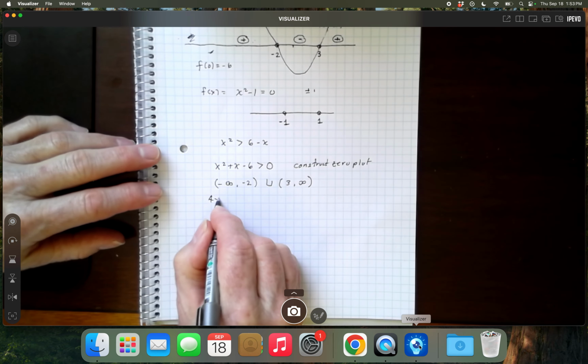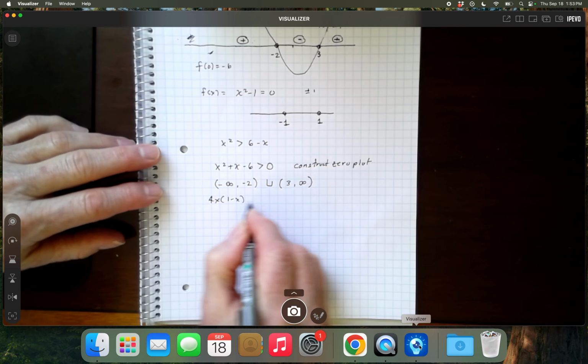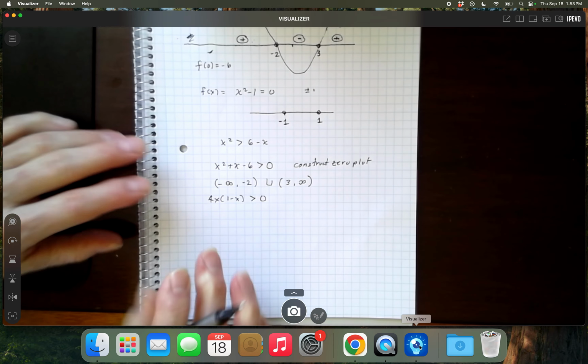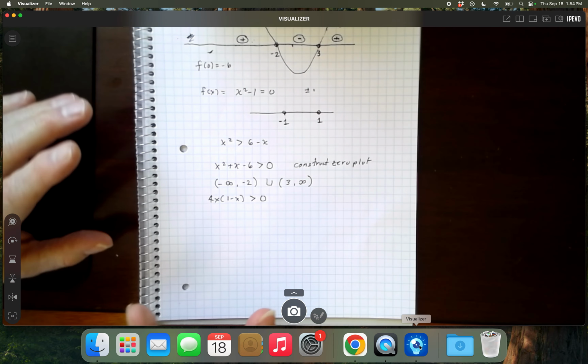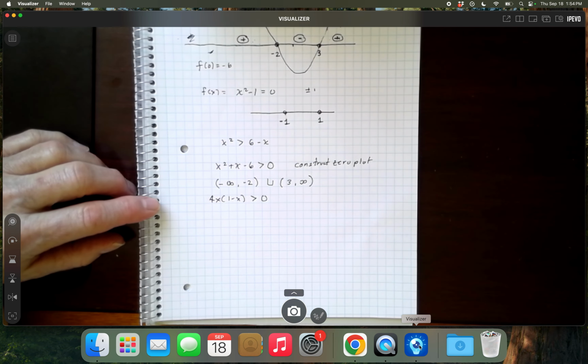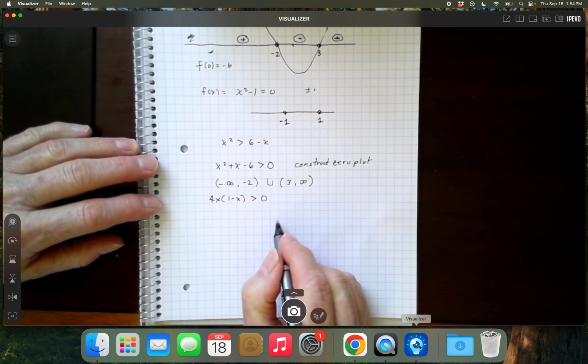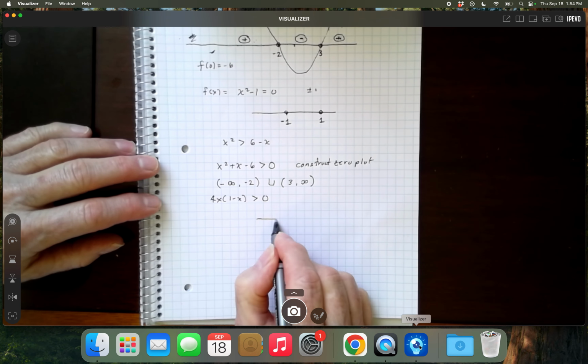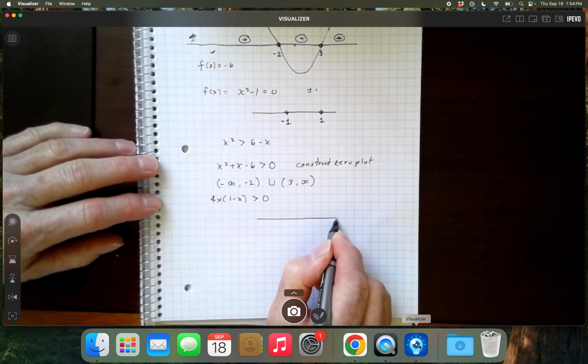Suppose we have 4x times 1 minus x. I wonder when that's greater than 0. Now notice, this one we have plotted on Desmos. I'm not going to plot this. When is this thing greater than 0? 4x times 1 minus x. And you say, let me construct the zero plot.